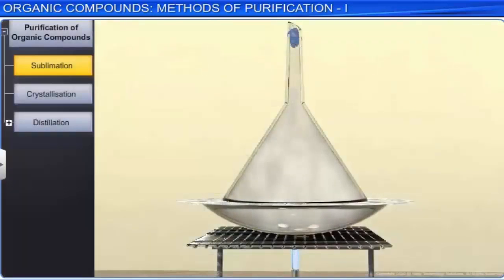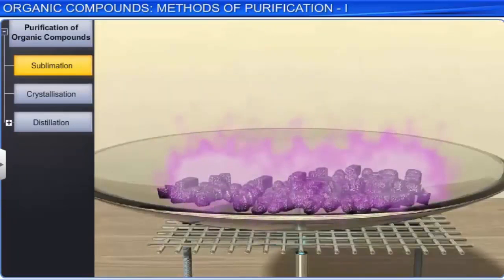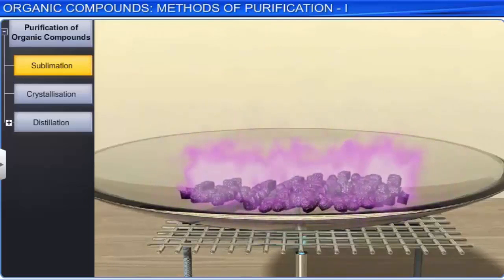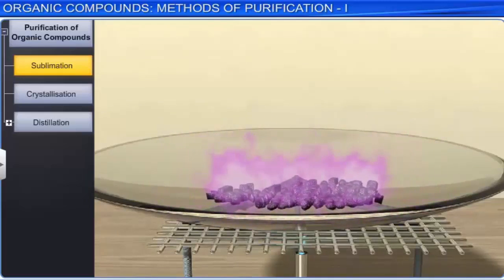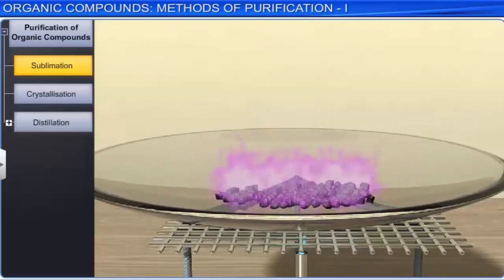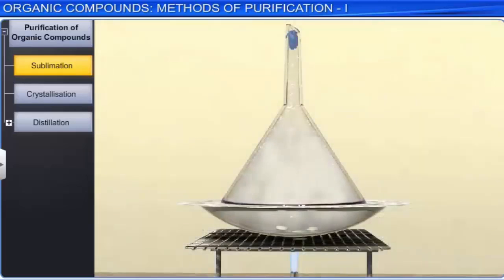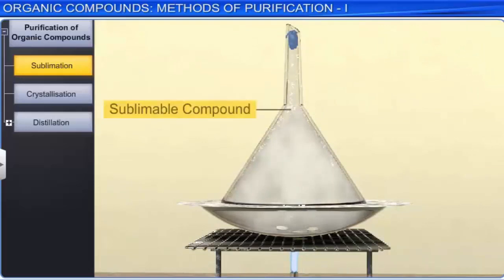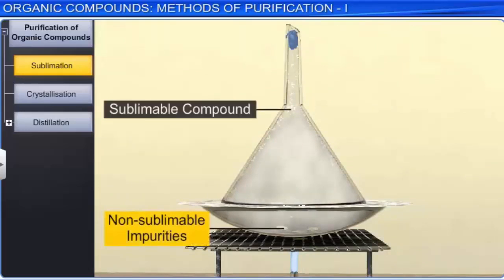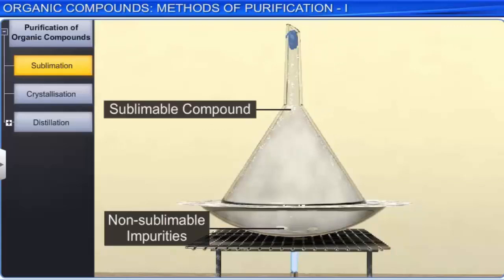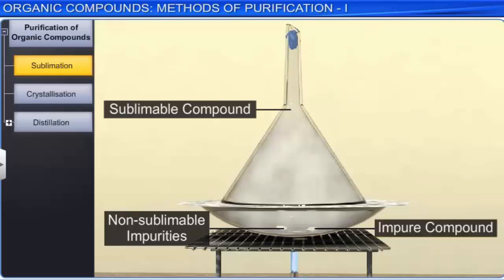Sublimation technique is used to purify sublimable solid organic compounds. You have learnt that sublimation is a process which involves the conversion of a solid directly into vapor without any intermediate liquid state. This process is used for separating sublimable compounds from non-sublimable impurities. In this process, the impure substance is heated in a dish covered with a perforated filter paper over which an inverted funnel is placed.